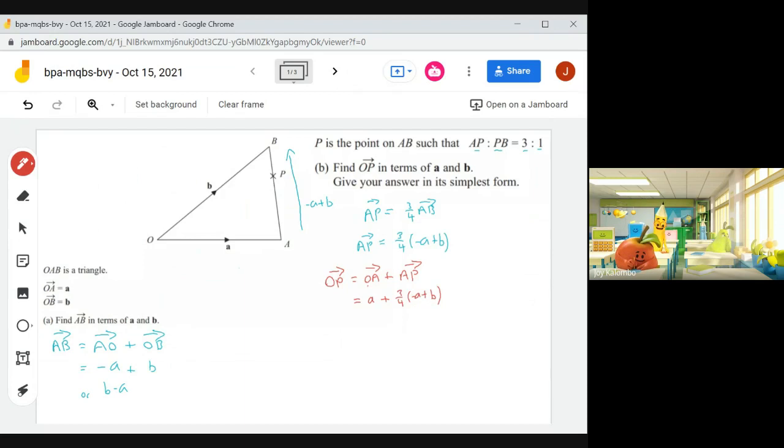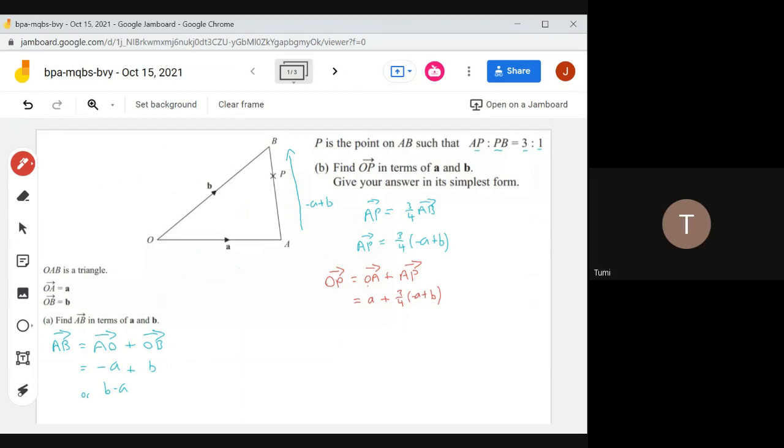Can you have a go at simplifying that? Expanding and simplifying and everything. Okay.